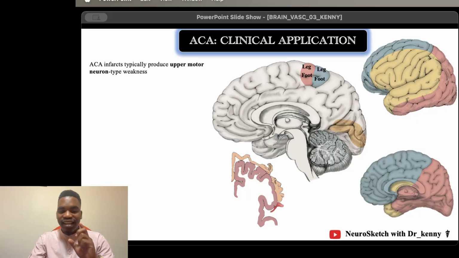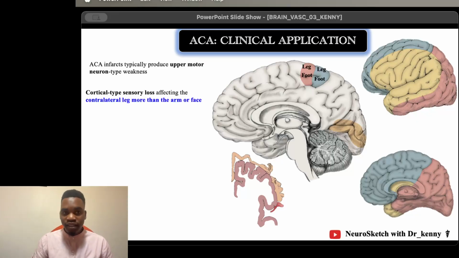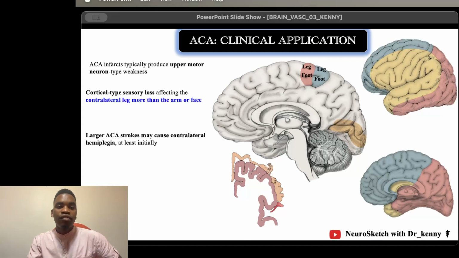So what does it mean? It means that if someone has damage to the anterior cerebral artery, something like a block, the pattern that will be seen is loss of sensory and motor function on the legs and the foot, but it is contralateral. I think you remember that one. It will be contralateral. But if you have larger strokes of the anterior cerebral artery, it can cause hemiparalysis, so the whole contralateral half of the body will be affected.